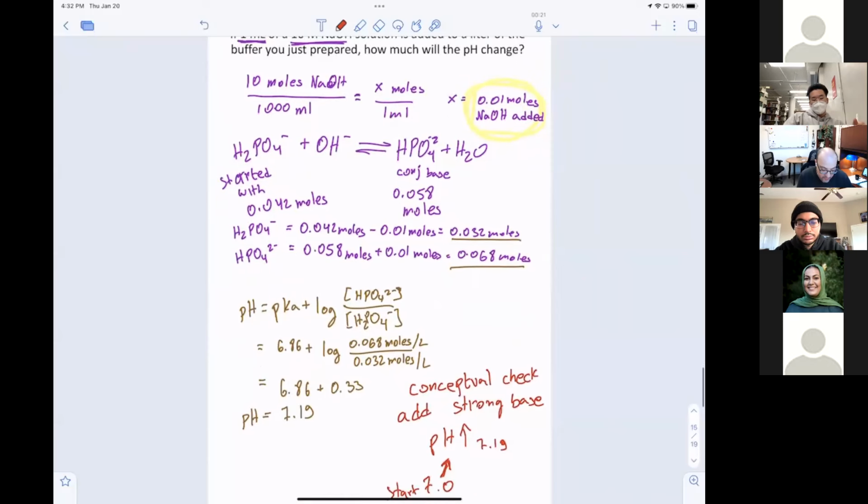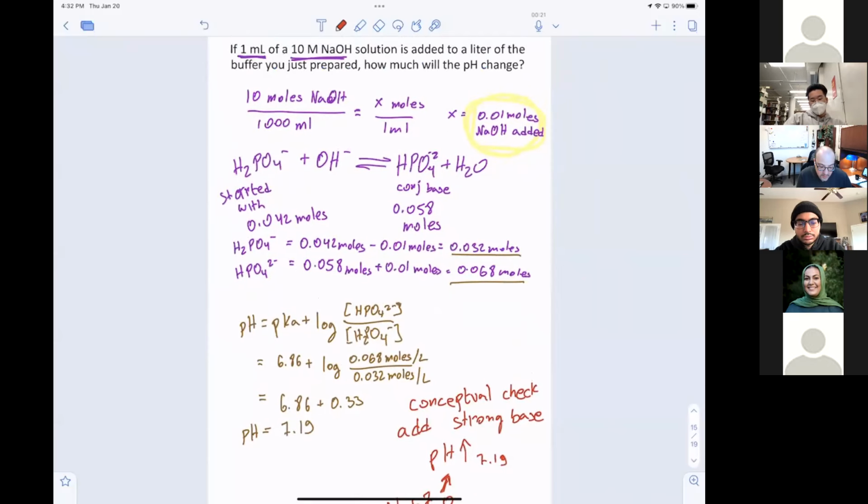And that's something that I ask every year. Think about something here. Can I ask you a question? So I get a little bit confused when you're adding actually 0.01 moles. I'm thinking it's going twice, like it's going for H2PO4 minus and HPO4 2 minus. Why is it going twice, not only once? What do you mean twice? I mean, like you're subtracting it, then you're adding it up. Because we have only 1 mL of 10 molar NaOH.